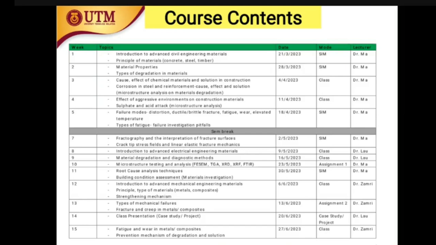Okay, so if you look at here, just brief for my part. So we will talk a little bit on the concrete, steel and timber and their properties, type of degradations and so on. So if you look at here, actually we have divided the topics to the material properties, types of degradation, cause and effects every week, okay? But according to my past experience, I believe that the students are very difficult to comprehend if we break down the topics like this. So instead of doing, we take material properties as a one single topic.